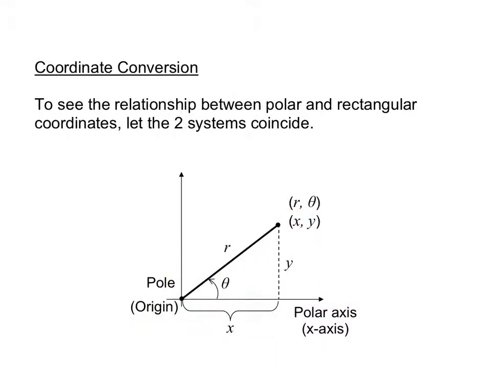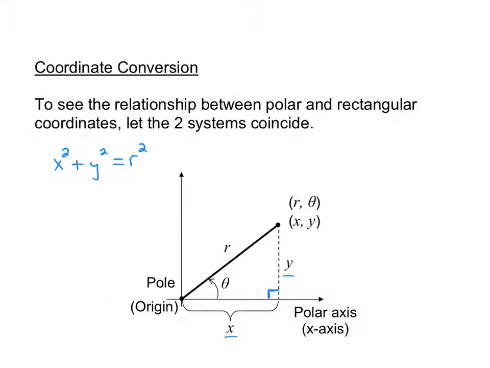So now let's take a look at some right triangle trig to get a relationship between the two systems. I've got a right triangle right here. The hypotenuse is r and the legs are x and y. So first of all, because of the Pythagorean theorem, I can write down leg squared plus leg squared equals hypotenuse squared. So in this case, it's x squared plus y squared equals r squared.